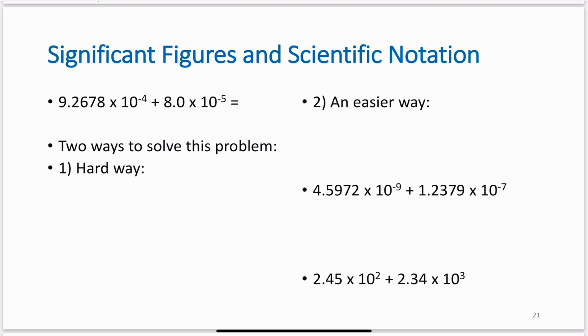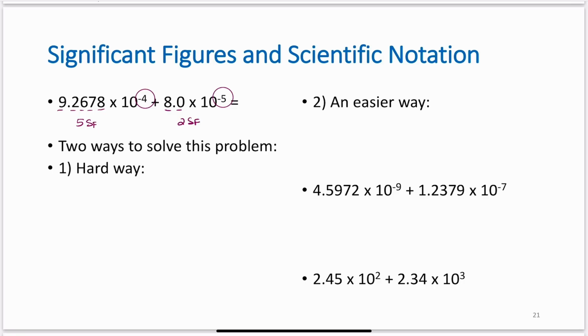The harder way is to get them into the same exponent form. Notice here I've got one of them as 10 to the negative 4 and one as 10 to the negative 5. I can't compare those. I can look at this and say that this number has 5 sig figs right now. I can look at this number and say this has 2 sig figs right now. That's great, but that doesn't help me because addition subtraction is looking at how precise my measurement is, not how many sig figs I have.